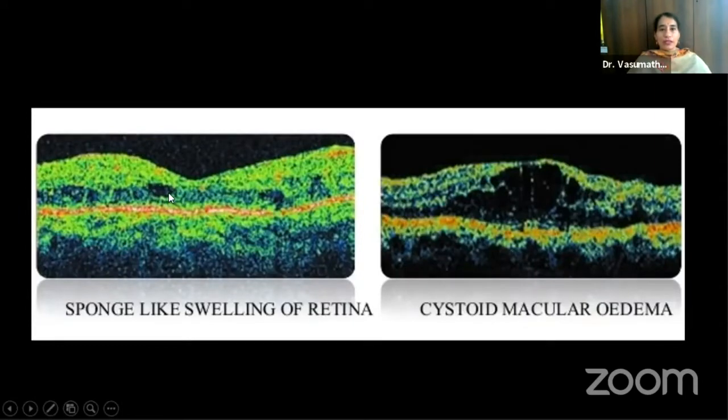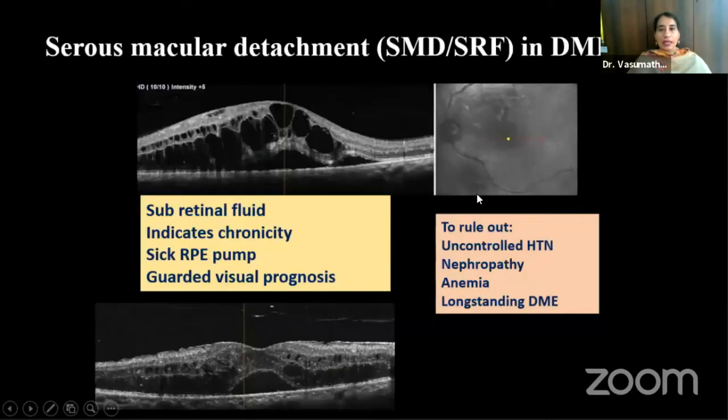These are the cystoid spaces with the walls. And here is a clear-cut cystoid macular edema with a lot of septae. And this is another entity which can be imaged only by OCT. This is a serous macular detachment, SMD, or subretinal fluid, SRF. It basically indicates chronicity, and that the RPE pump, this is the RPE layer, and you see that it's quite thin. It's basically sick. It has a guarded visual prognosis, and usually patients have nephropathy or uncontrolled hypertension or anemia or long-standing diabetic macular edema. So by looking at the OCT itself, you can prognosticate what else the patient can have.